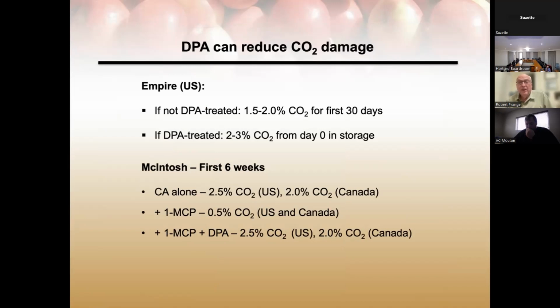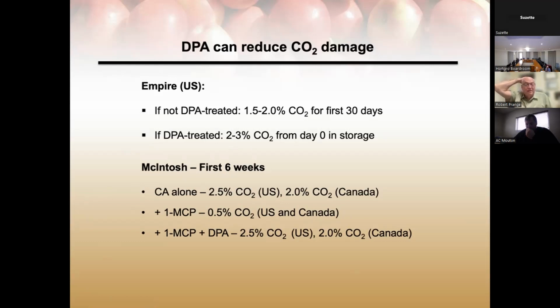Very little in the recommendation category, but here's 2 examples. Apples in the US, if you don't treat them with DPA, you have to keep the CO2 low for the first 3 days. If you treat them with DPA, you can let the CO2 be higher right from day 0. Another variety, Macintosh, this is apple in the US and Canada. If it's just CA, 2.5% CO2 US, 2% Canada. With MCP, there it goes down to 0.5.